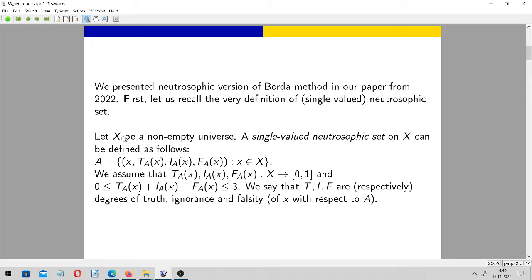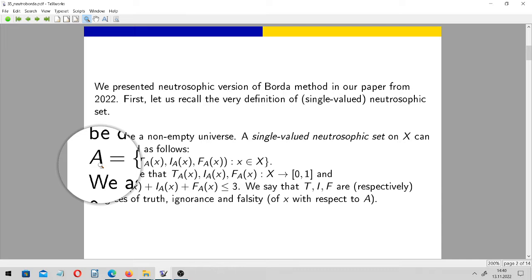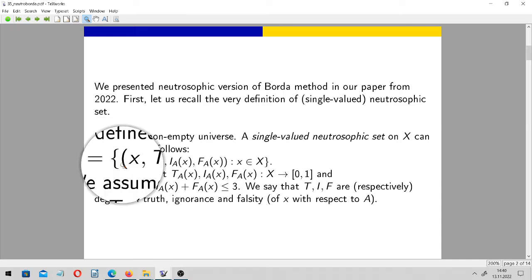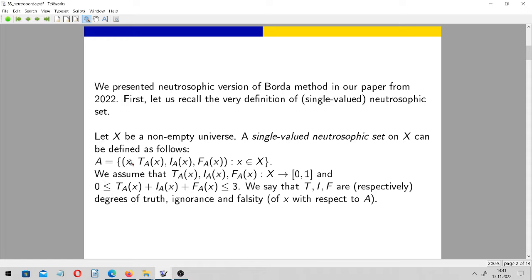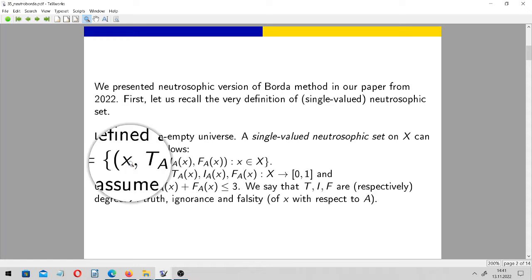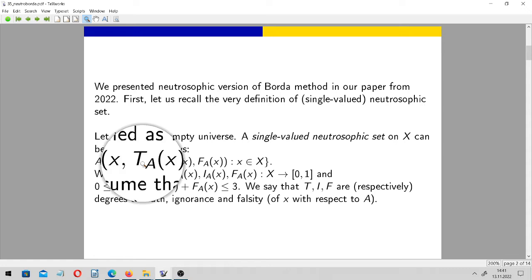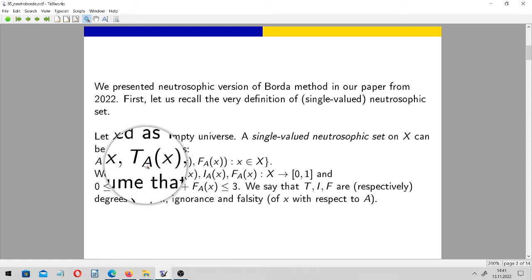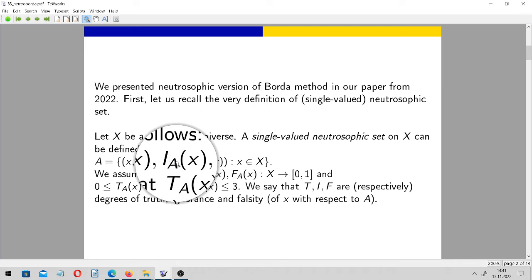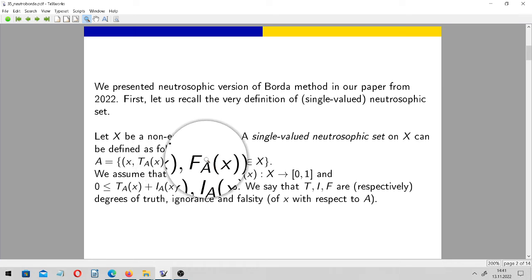So assume that we have some non-empty universe X, capital X, and then a single-valued Neutrosophic set A on X can be defined as follows. Our A is a collection of quadruples of the form x, T_A, I_A, F_A: for each element small x of our universe, each element gets its degree of being in A, degree of indeterminacy, I_A, and degree of falsity, of not being in our set A.